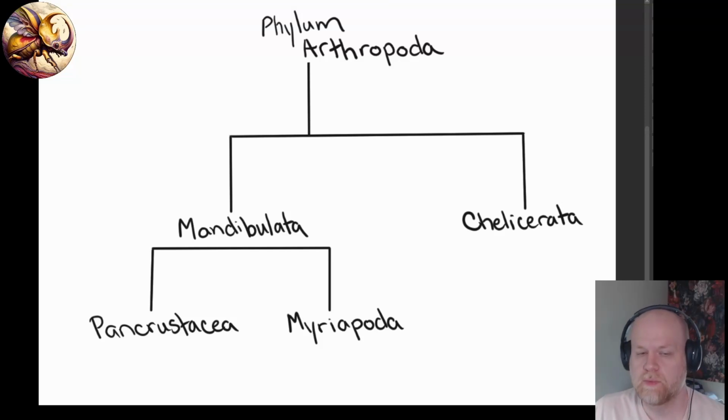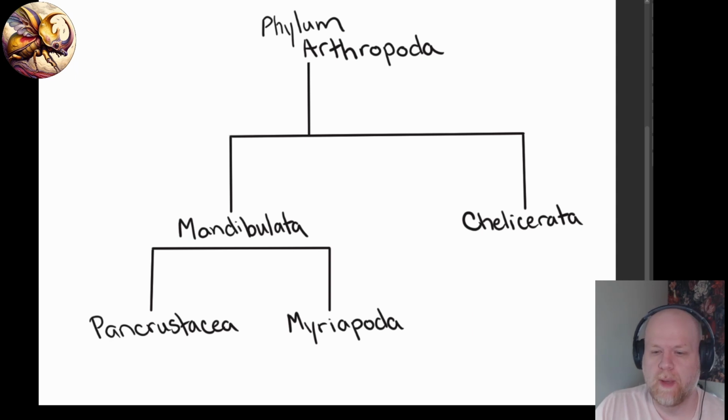Welcome back, everyone. This will be part 6 of our introduction to insect taxonomy. Today we're going to be moving on to the crustaceans, which are the closest arthropod relatives of the hexapods, or the insects, not counting the entognaths.